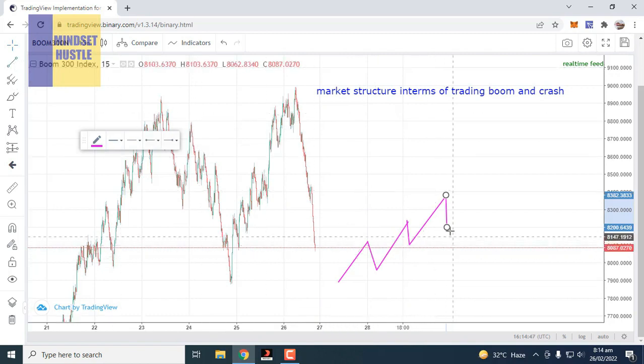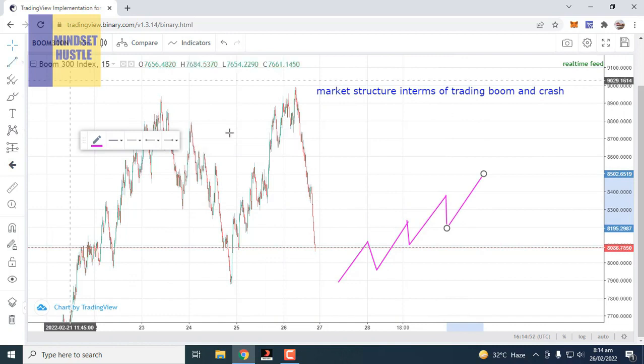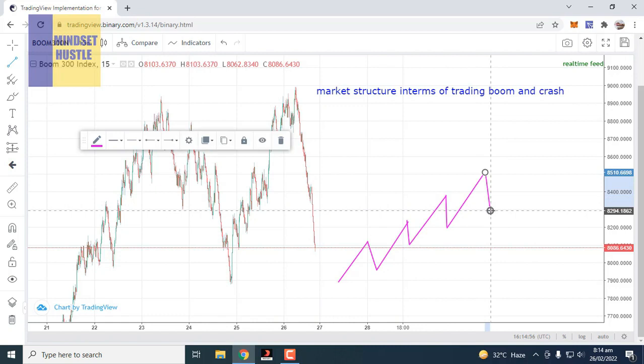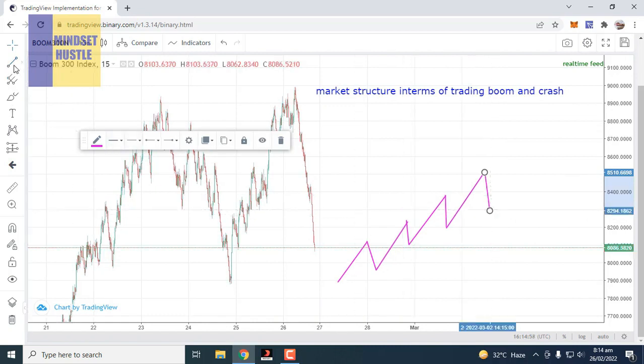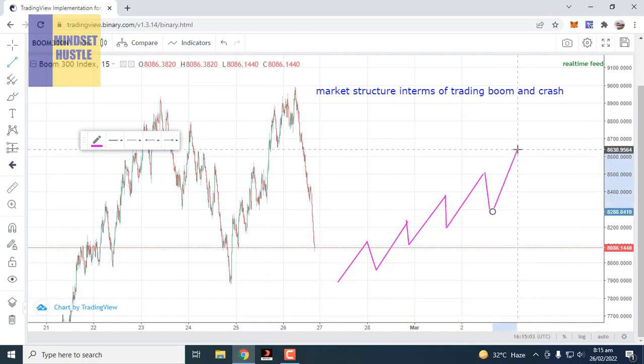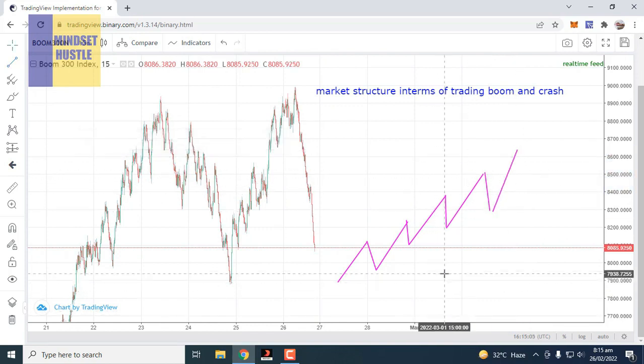Okay, so market forms structure and market breaks the structure. At the point in time, that structure that is broken gives you an idea of what the market wants to do next. Are you okay?